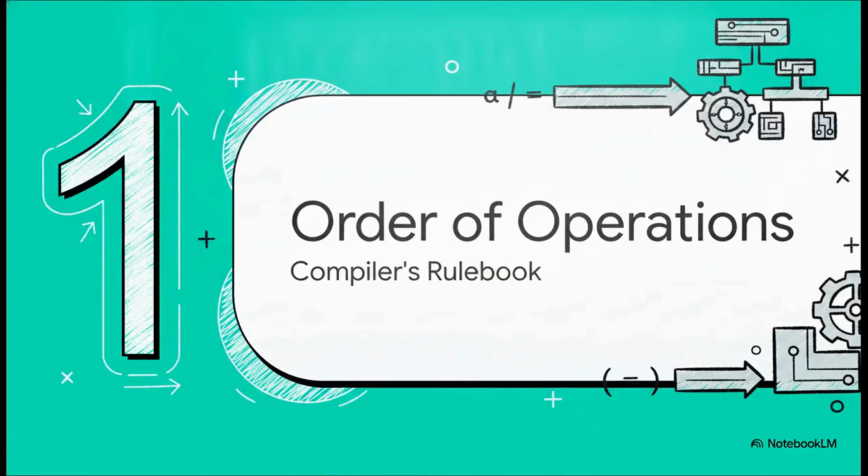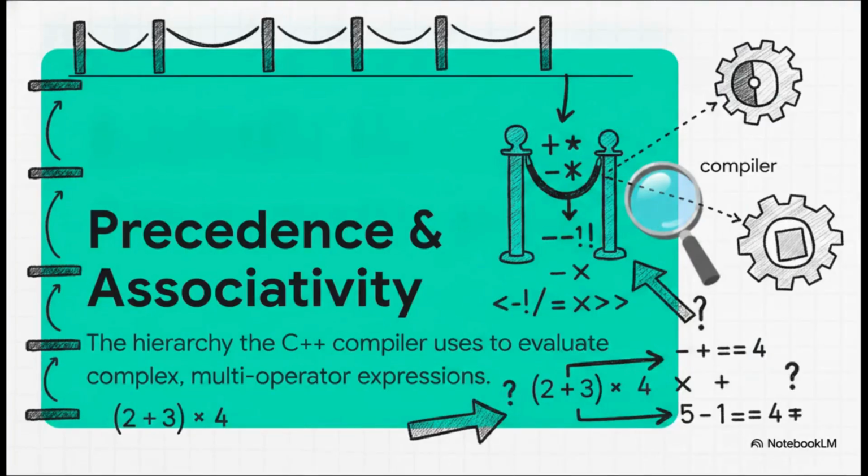All right, Section 1, the order of operations, decoding the compiler's rulebook. So why does the compiler even need a strict rulebook in the first place? Well, precedence and associativity basically act as the ultimate VIP list. They dictate exactly which operators get to go first. Without this definitive, hard-coded framework, every single compiler out there might give you a completely different answer to the exact same math problem. And yeah, that would be a literal disaster for your code.